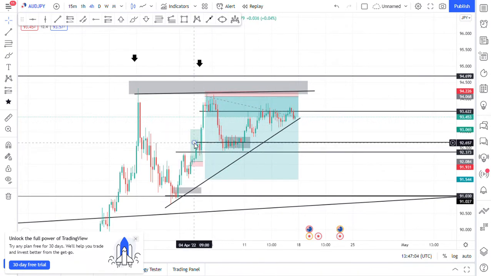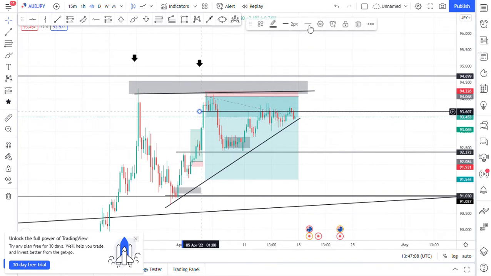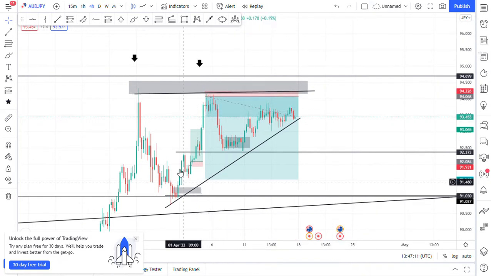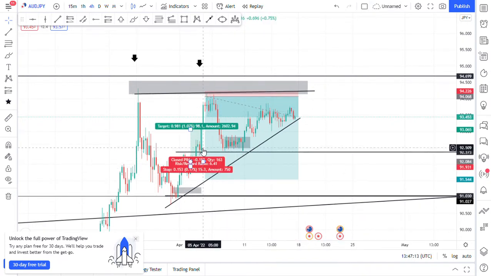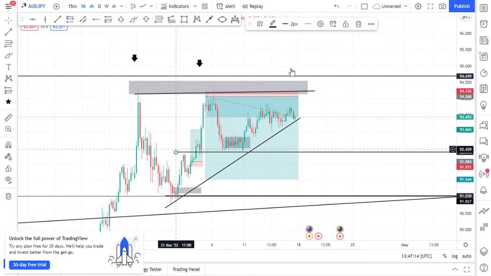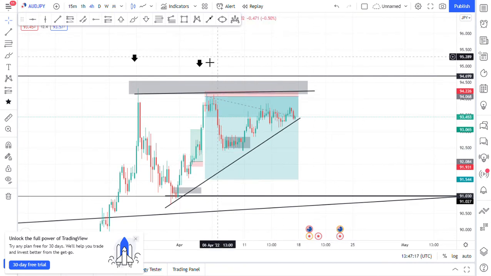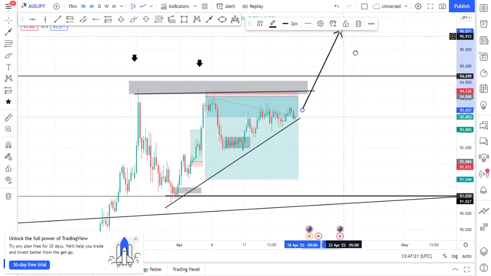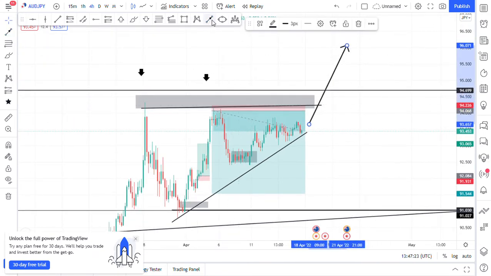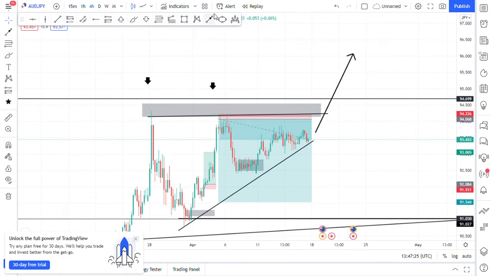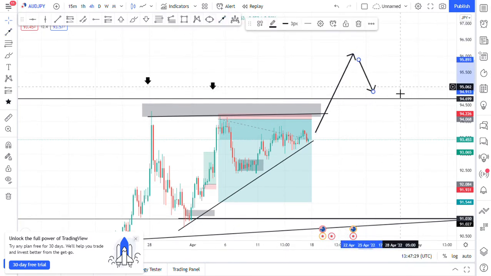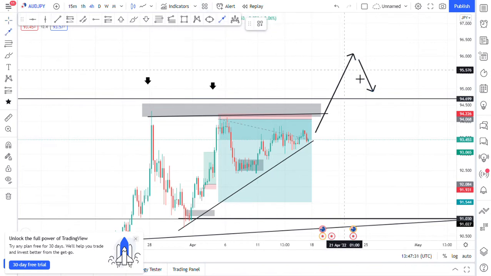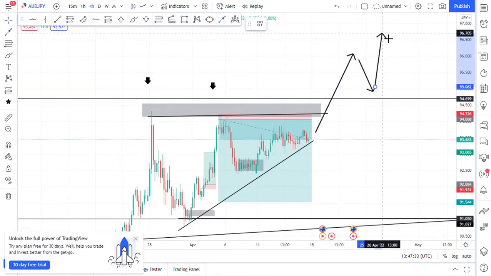Sorry for too many lines on my chart. Always remember to keep your chart clean. Generally what you're expecting to see is price breaking over to the upside, retesting this level here, and then finally pushing upward. But let's expect anything, guys.